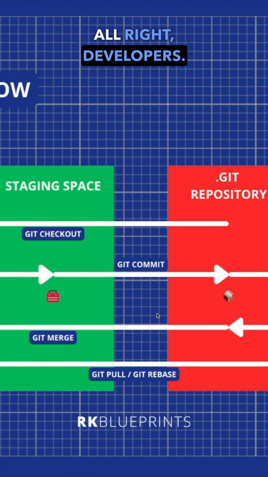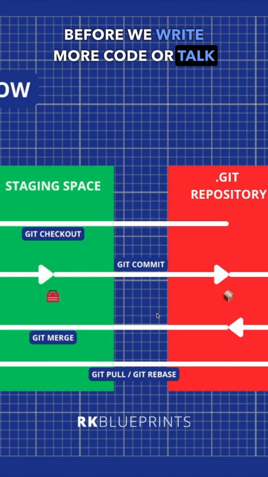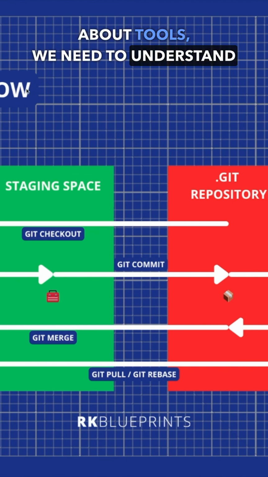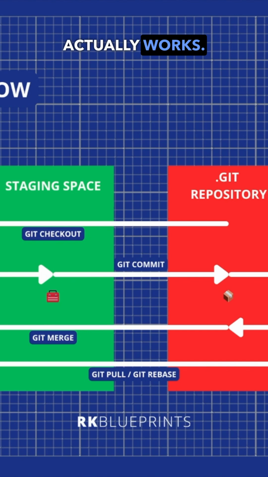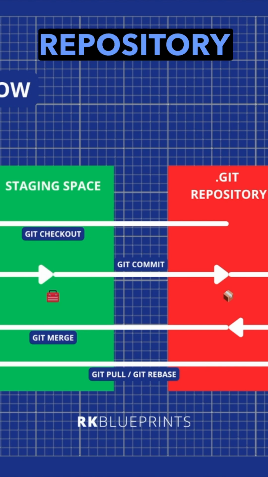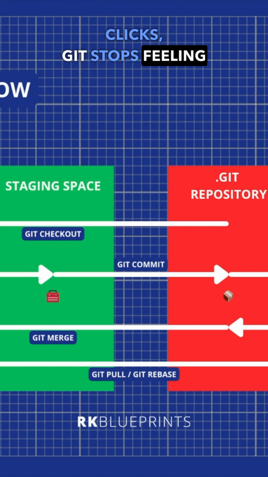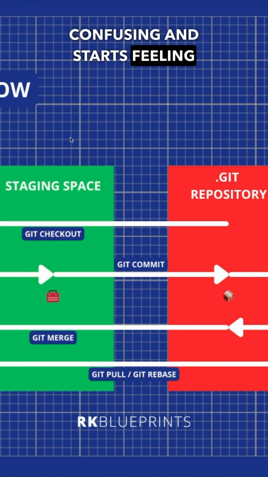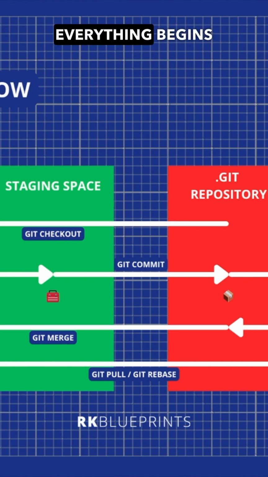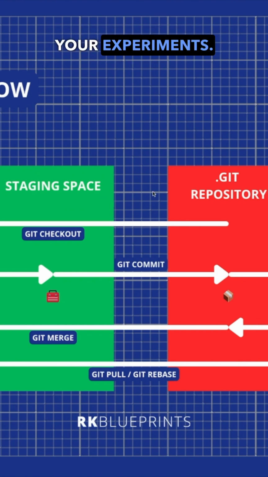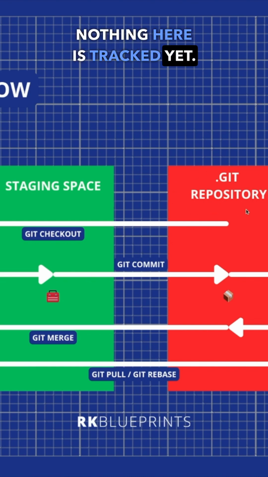All right, developers, before we write more code or talk about tools, we need to understand how Git actually works. This blueprint is the Git repository workflow framework. And once this clicks, Git stops feeling confusing and starts feeling powerful. Everything begins in your workspace. This is your local machine, your editor, your files, your experiments. Nothing here is tracked yet. You're free to break things.